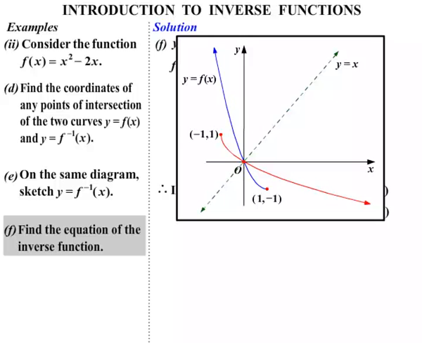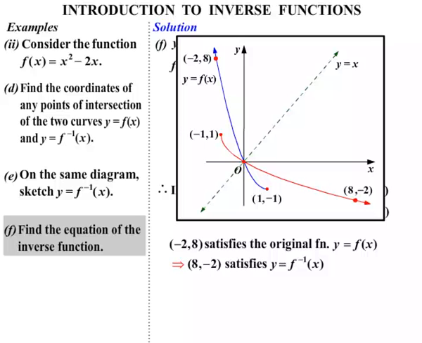Now let's go back to the graph that we've drawn a moment ago. We can see from the graph that a point like (-2, 8) is on the original function. So we can say that (-2, 8) satisfies the original function y equals f of x. As a result, this point here is (8, -2). In other words, we've just swapped the x and y. So we can therefore say that (8, -2) must satisfy the inverse function.